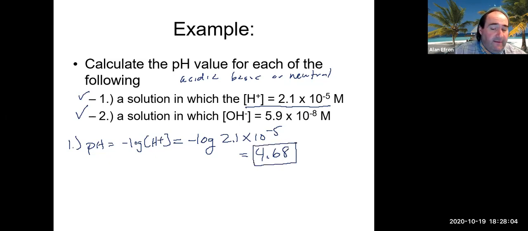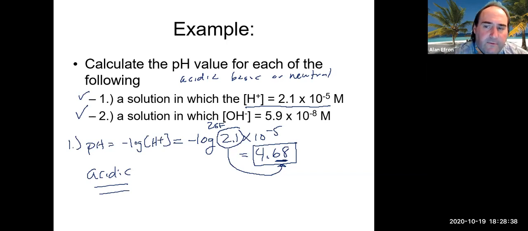In terms of significant figures, our concentration has 2 sig figs, which gives us not two significant figures, but 2 decimal places here. That gets us a pH that is less than 7. So less than 7 would be acidic in this particular case. Any questions on number one there?